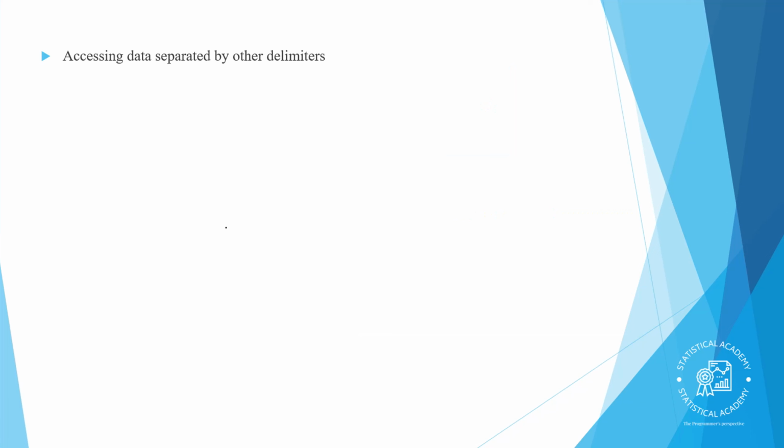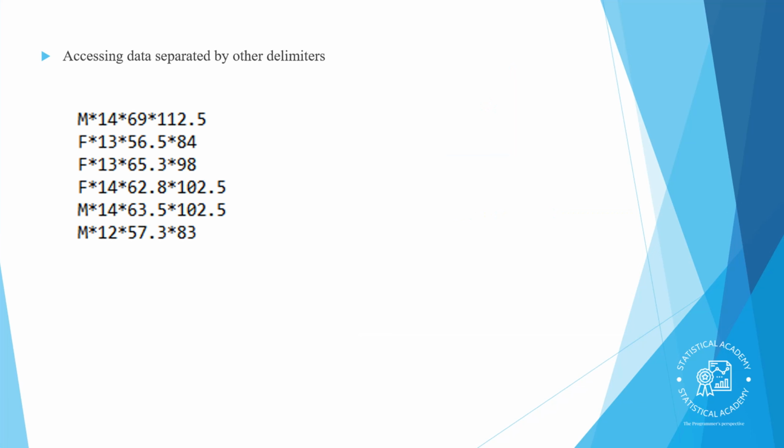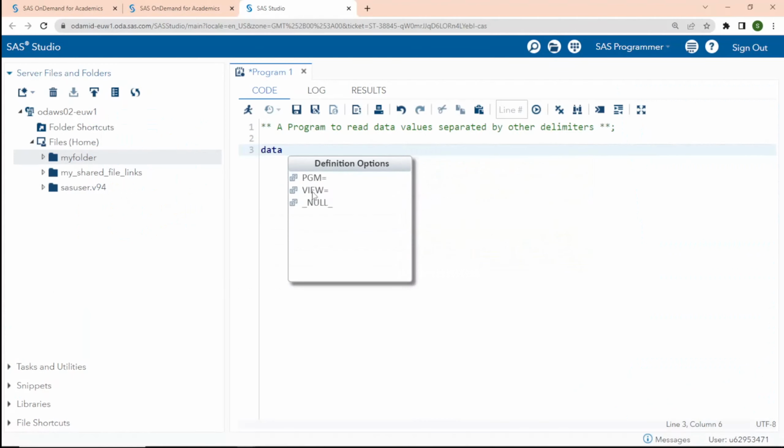What if you have a file with other delimiters such as tabs or colons or any other special characters? For example, we have a text file called otherdlm data. Data in that file is as shown here, separated by an asterisk. No worries, we have another INFILE option called DLM. You only need to add the DLM option to the INFILE statement. We will write the program and see.